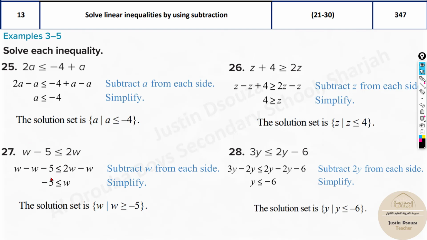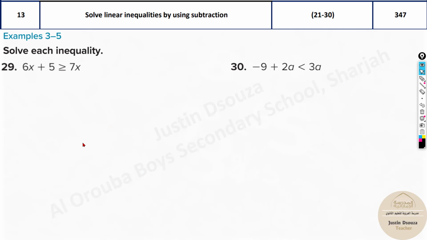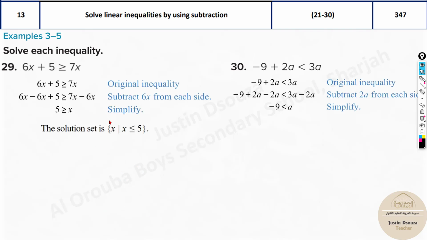And now here you got negative 5 less than or equal to w, which is w greater than or equal to minus 5. So always see the opening. W is towards the opening, that means it's bigger. If it's closed end, that means it's smaller. Same thing over here. And last two problems, please do it by yourselves and then check for the answers. These are the solutions. Very easy problems.